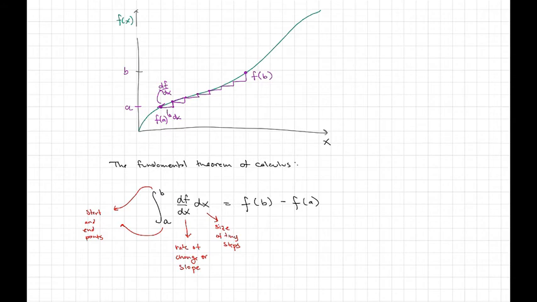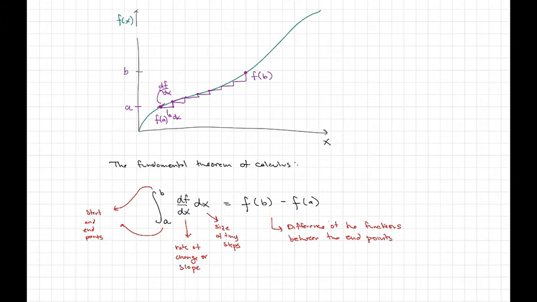So this side of my fundamental theorem of calculus says, hey, go ahead and measure each of those stairs. The right-hand side says, yeah, it'd be easier if you just took the difference of the function between the endpoints. Okay. All right. So hopefully that makes a little bit of sense.